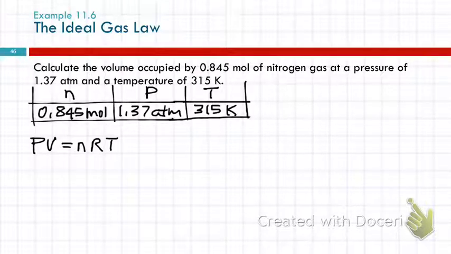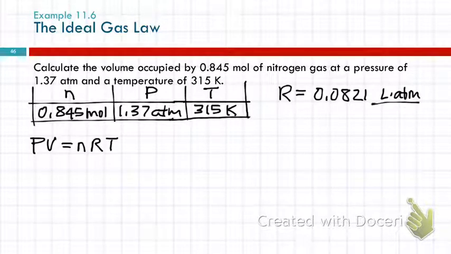So what are we looking for here? We're looking for the volume. It says calculate the volume. We can also look at this and say, well, what don't we have up here? Well, we don't have V and we don't have R, but R is always the same. R is equal to 0.0821 liters times atmospheres divided by moles times Kelvin. I will give that to you on the exam. So we're looking for V.